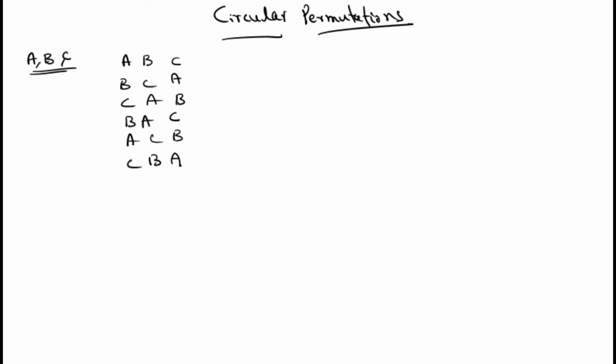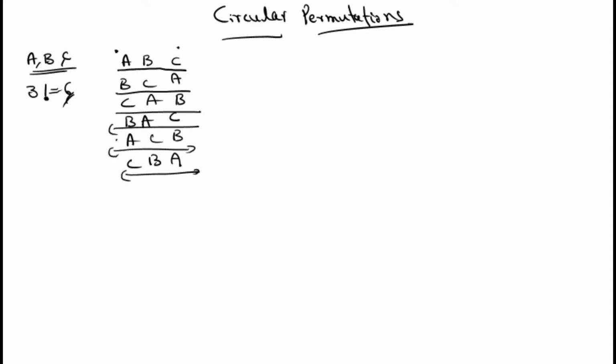Since three objects are given, how many arrangements are there? 3 factorial, which is equal to 6. See, 1, 2, 3, 4, 5, 6. Six arrangements are there. We call this a linear permutation because you can find the initial point and terminal point, the starting point and end point. Here you can find the initial position and the terminal position. A in the beginning, B in the end. Here B in the beginning, A in the end.